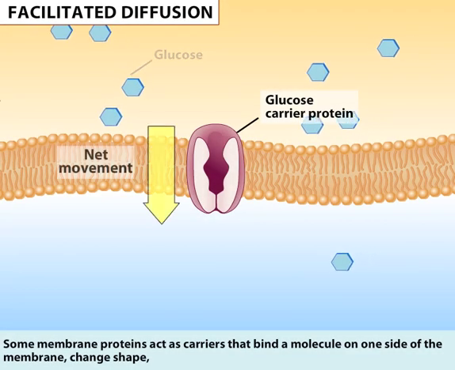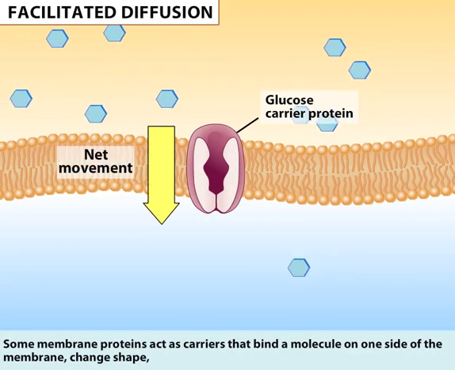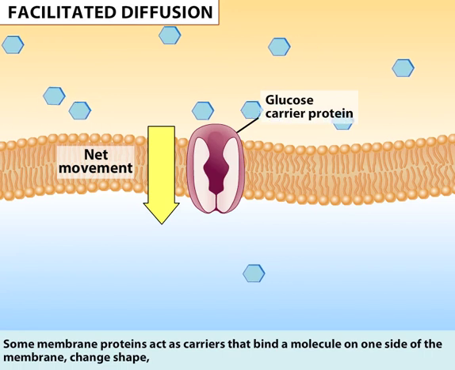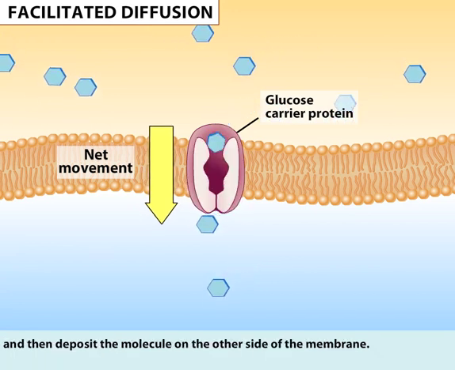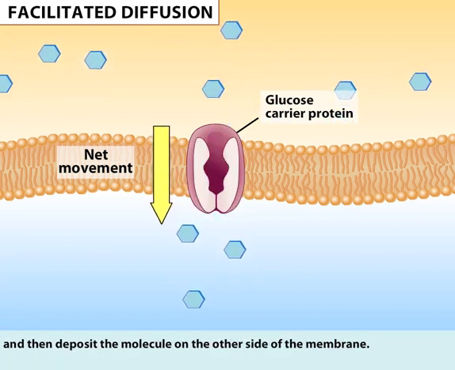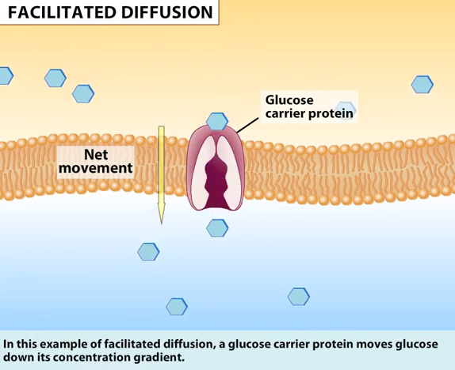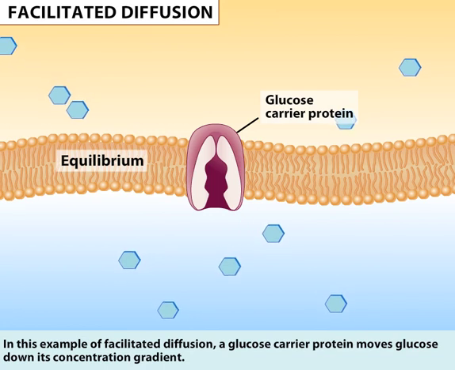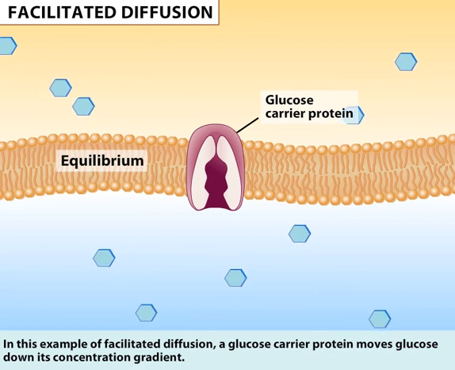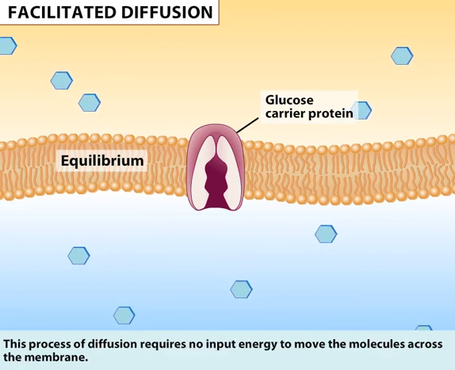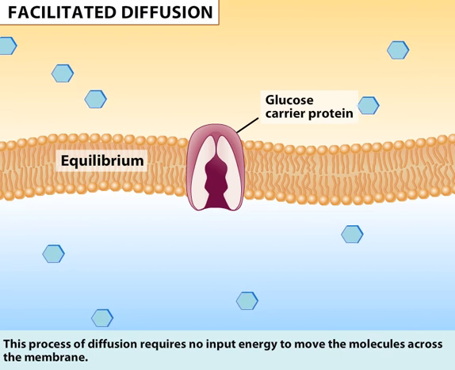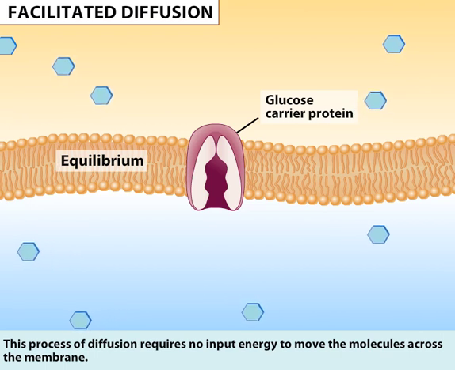Some membrane proteins act as carriers that bind a molecule on one side of the membrane, change shape, and then deposit the molecule on the other side of the membrane. In this example of facilitated diffusion, a glucose carrier protein moves glucose down its concentration gradient. This process of diffusion requires no input energy to move the molecules across the membrane.